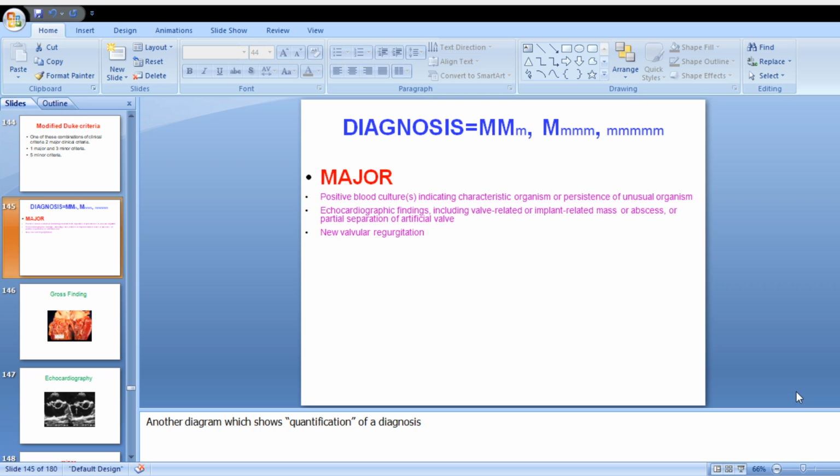Under major criteria, there is positive blood culture indicating characteristic organism in two samples, which are collected 12 hours apart. Then echocardiographic findings suggesting valve related mass or vegetation or abscess, or any new valvular regurgitation in echocardiographic finding. This comes under major criteria.